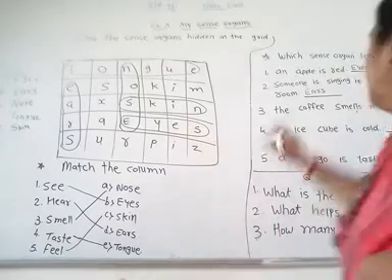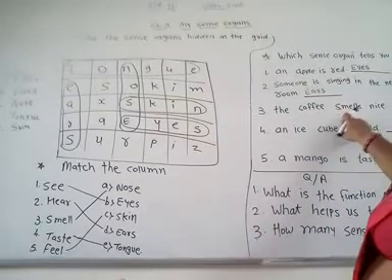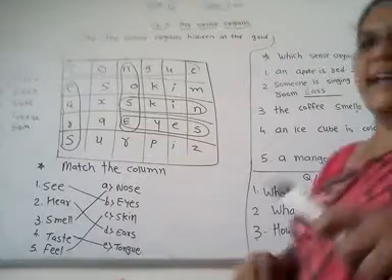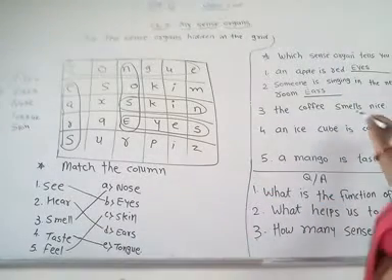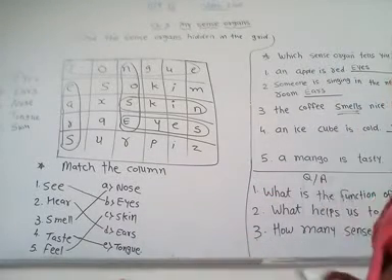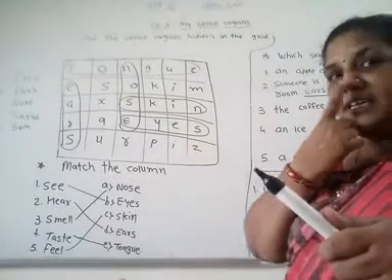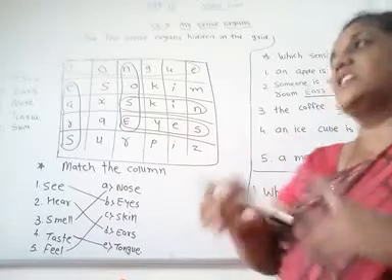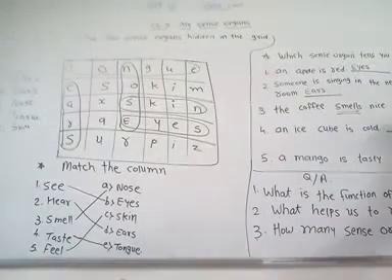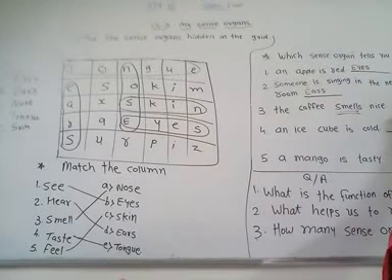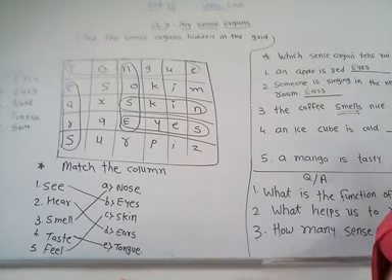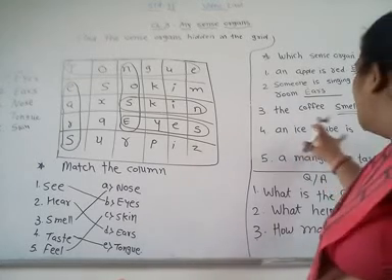Now third one, the coffee smells nice. Smell किससे करते हैं, here word is given, smells. So किससे smell करते हैं, what is this, this is our nose. So what is the spelling of nose, so we smell with our nose, N-O-S-E, nose, right?